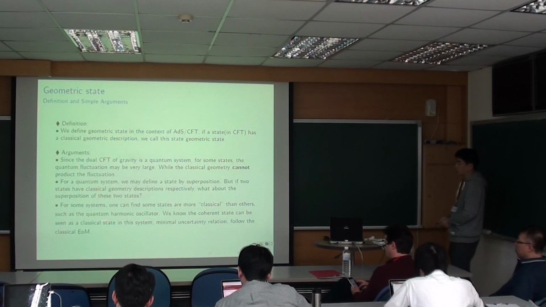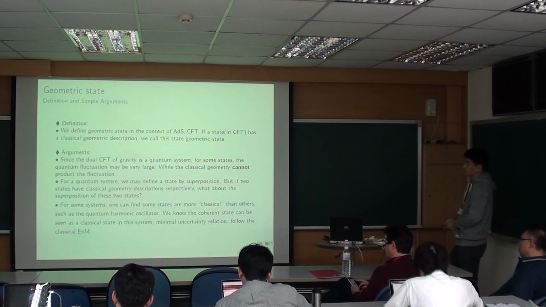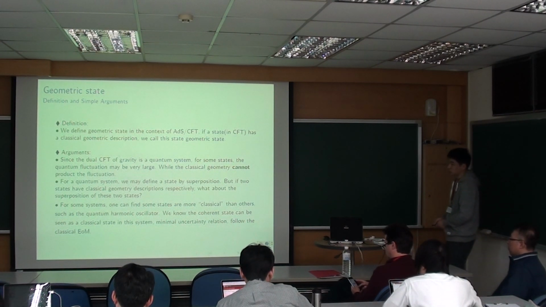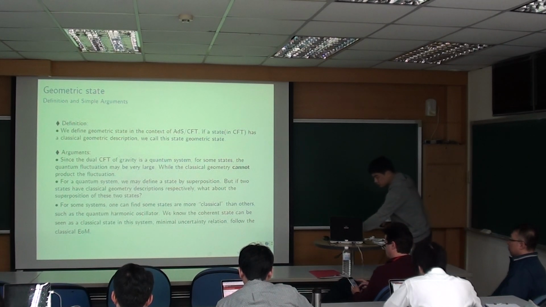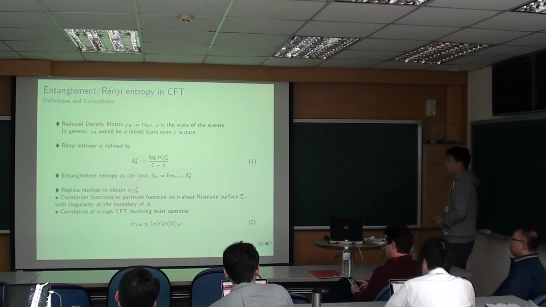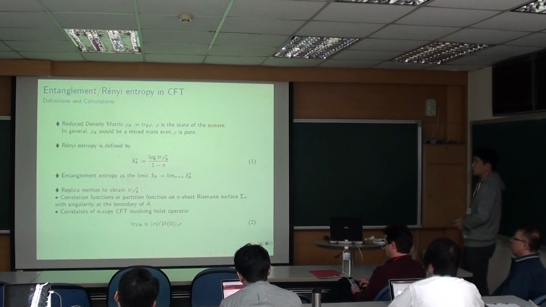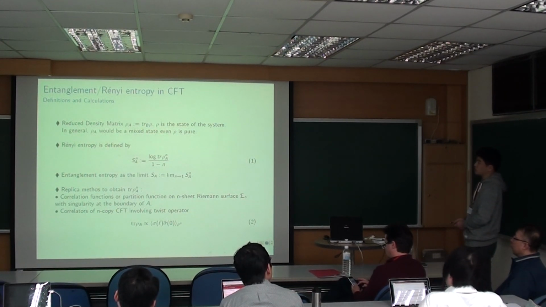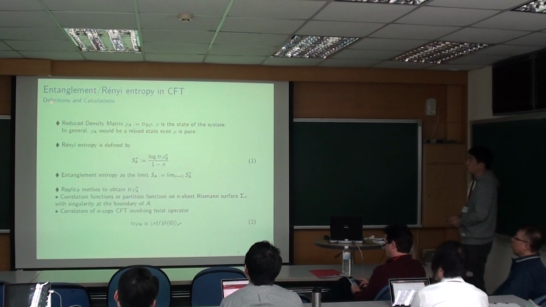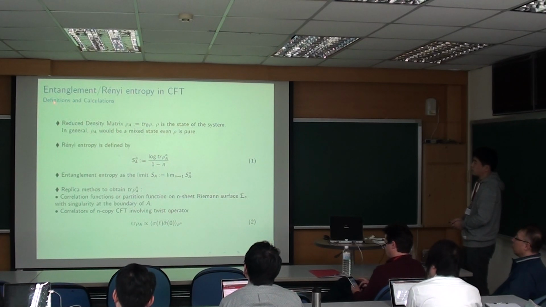For example, we all know that for the quantum harmonic oscillator, the coherent state is the classical state, because it has the minimal uncertainty relation and also follows the classical equation of motion. We will use the entanglement and Renyi entropy to discuss this question. I will briefly summarize the definition and the calculation of the entanglement and Renyi entropy in CFT.